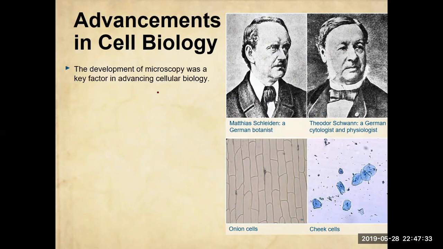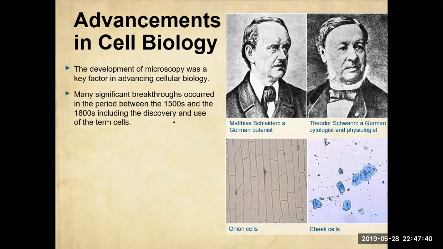The development of microscopy was a key factor in advancing cellular biology. Many significant breakthroughs occurred in the period between the 1500s and the 1800s, including the discovery and use of the term cells. In 1591, Janssen was credited with the first compound microscope.